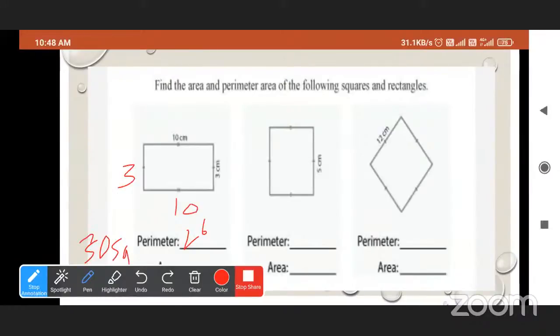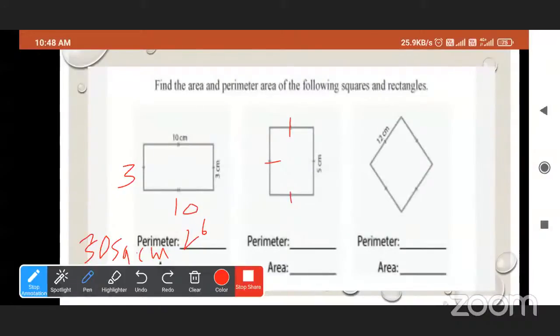Now, the second one is, see, only one side is given, that is 5 centimeters. So it must be a square because see, the mark is given, that all sides are equal. This is the sign for equal sides. Here one side is given. So now we have to identify area. First of all, we have to find out perimeter, then area.